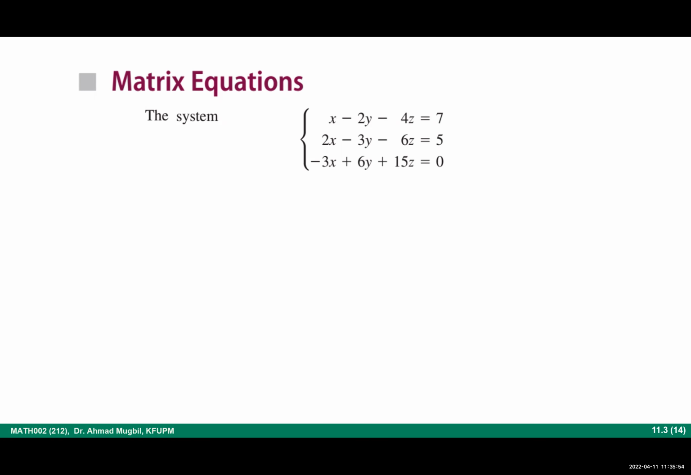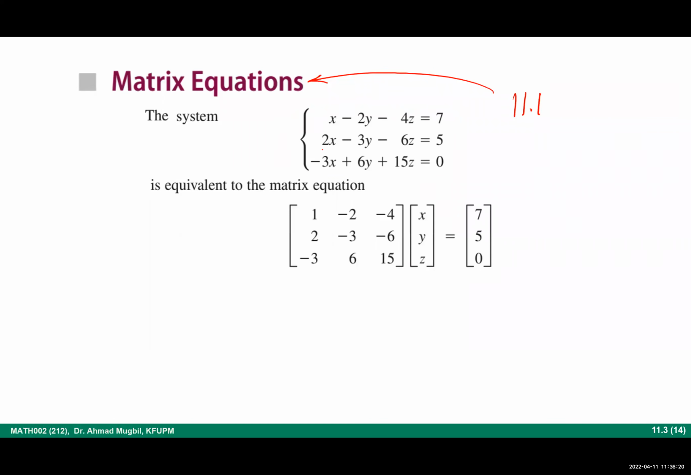In fact, we can solve the linear systems that we solved in 11.1 using Gaussian elimination. We can also solve them by the method of the matrix equation, using the inverse of the matrix. How to do that? First of all, you need to convert this linear system into a matrix equation. You will just realize that what you have here is the product of this row with this column. So you will write the matrix of the coefficients: 1, -2, -4, 2, -3, -6, -3, 6, 15.